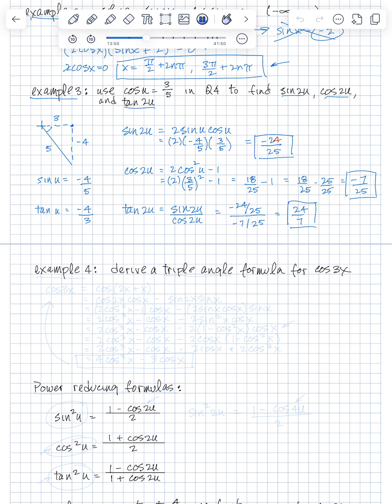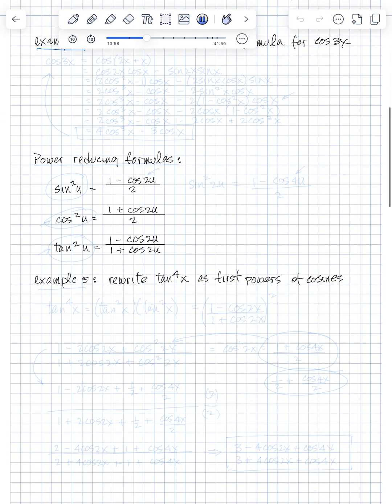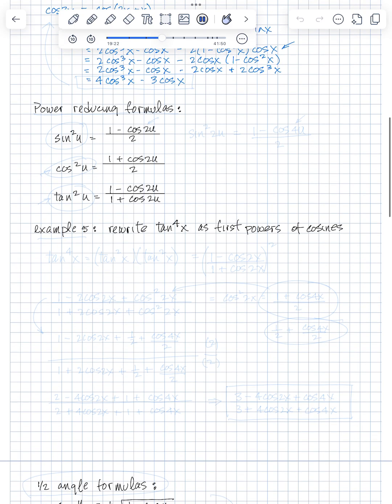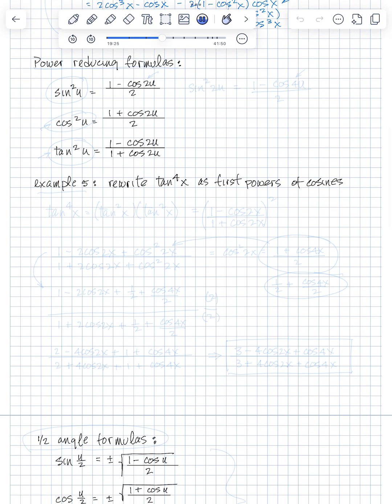Okay, example 4. This is an interesting example. So we want to derive a triple angle formula for cosine of 3x. So we'll start off with 4 cosine x. And that's it. We're going to stop right there. We can't really simplify that any. So this is a derivation of a cosine 3x going to be 4 cosine cubed x minus 3 cosine x. Okay, that was a fun problem.